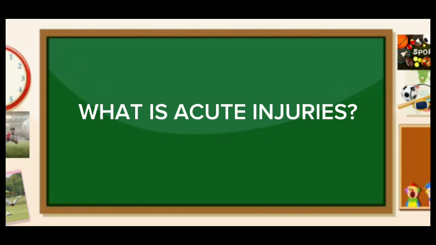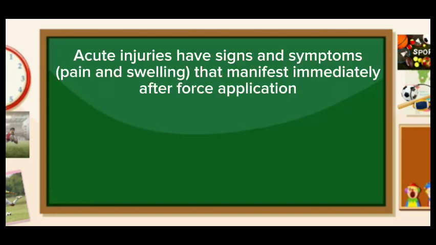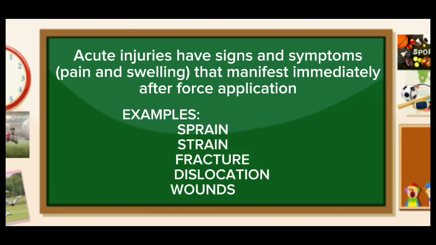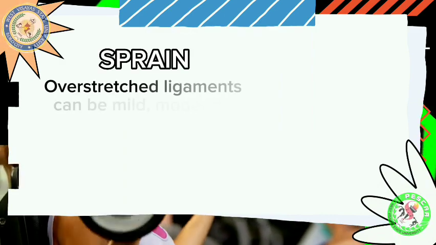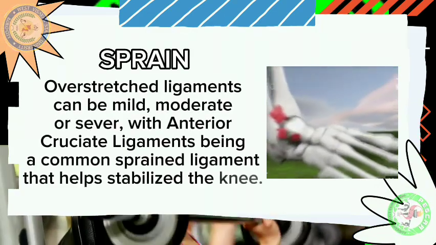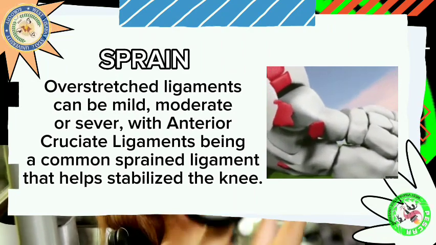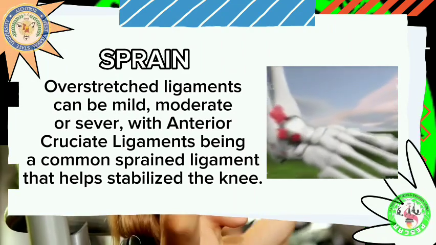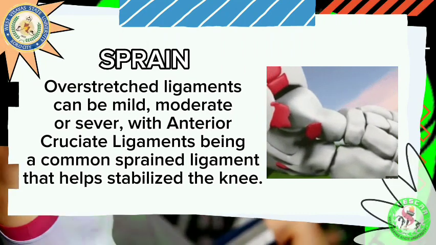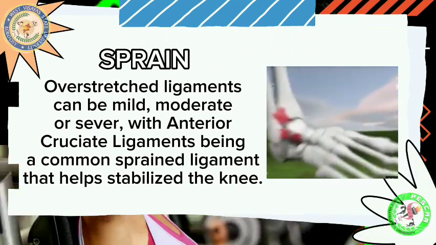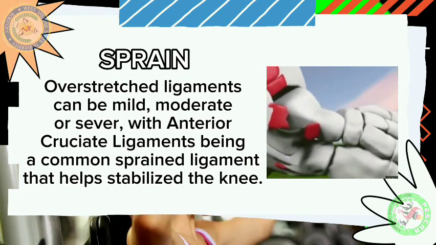What are acute injuries? Acute injuries have signs and symptoms like pain and swelling that manifest immediately after force application. The examples of acute injuries are sprain, strain, fracture, dislocation, and wounds. Sprain. Overstretched ligaments can be mild, moderate, or severe, with the anterior cruciate ligament being a commonly sprained ligament that helps stabilize the knee. The injury occurs when the knee twists while weight is placed on it.